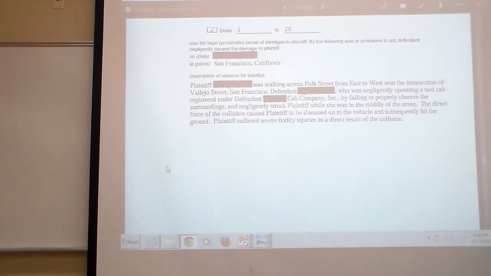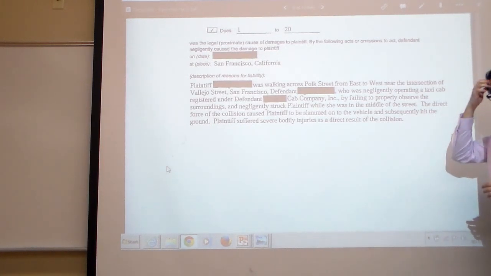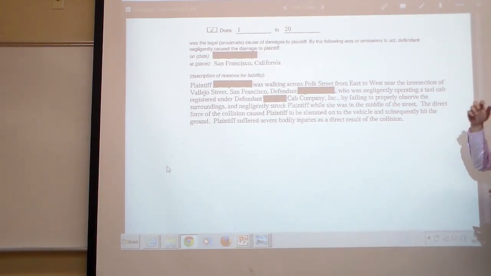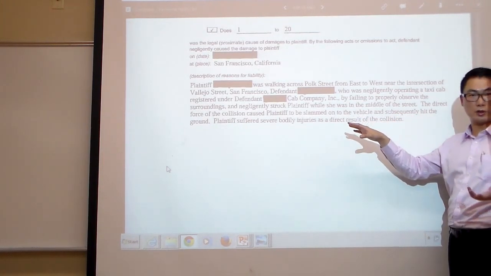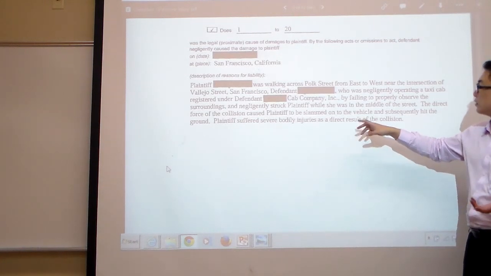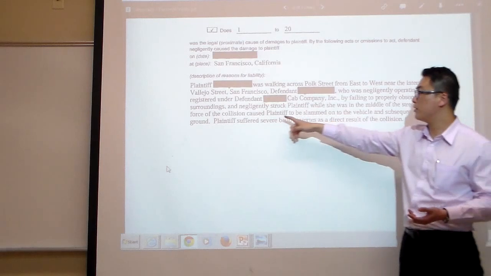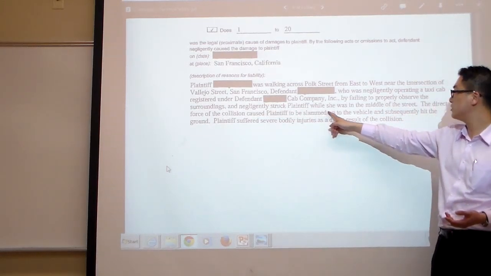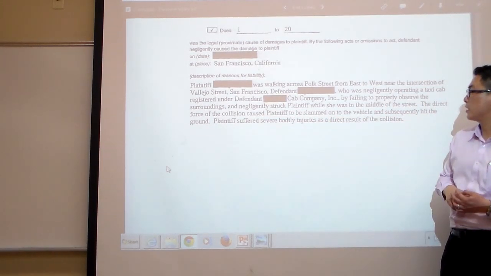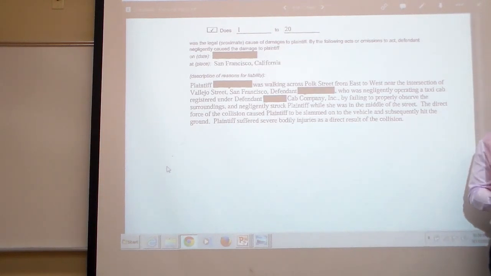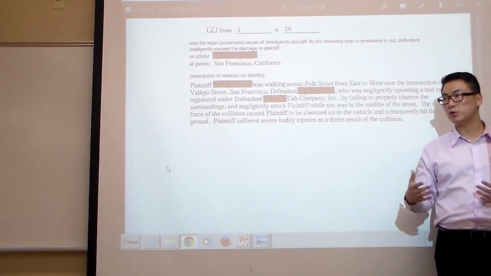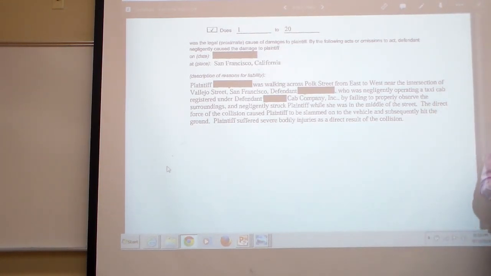Second cause of action is negligence. So this is a little bit more than the one we had before. The key word here is negligent. So negligently operating the taxi, negligently struck my client. Okay. So I have two causes of action: one, motor vehicle tort, and two, negligence.